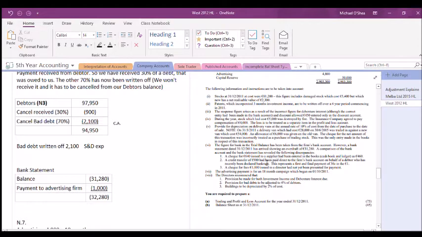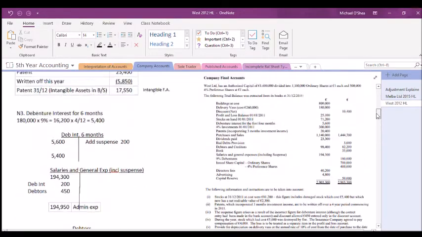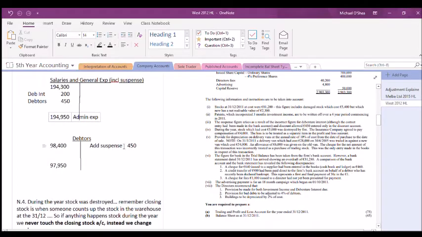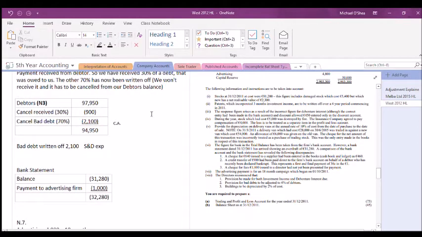So what happened is they have paid us €900. This €900 is 30% of the debt. So my debtors balance, which you have to be careful here, the debtors balance from the question is 98,400. But remember, we've adjusted debtors already in the discount allowed note number 3. We adjusted debtors to 97,950. If you want, you could go back up to this debtors account and change it there. I'm just bringing the figure down. It's from note 3. A common mistake that people make is they ignore the adjustments they've already made and take the incorrect figure.